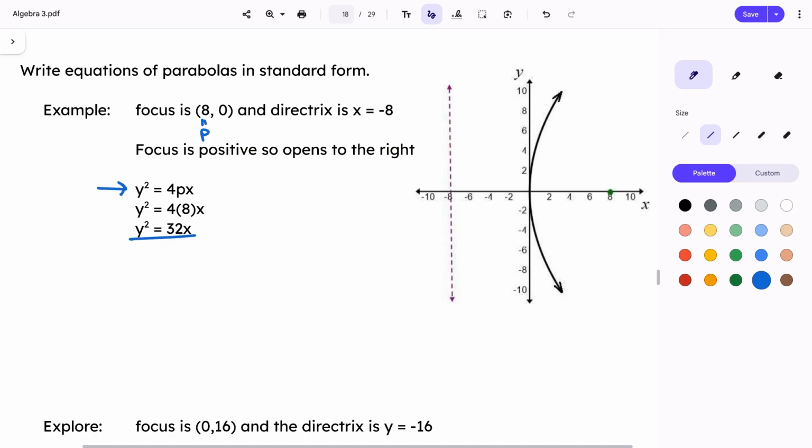If you know your focus, you know your p. And then you just plug it into your formula and you're done. Just pay attention to how they're writing the coordinates so that you know, do I start my equation with the x squared or with the y squared?